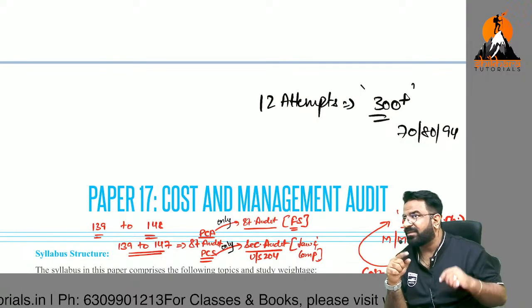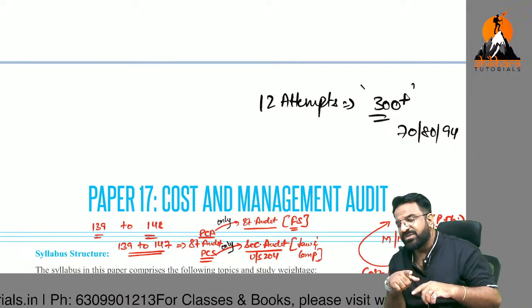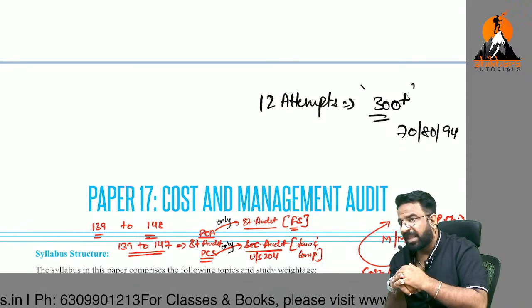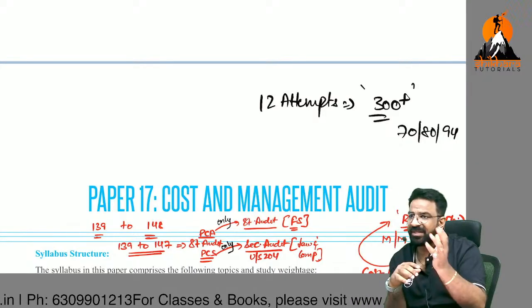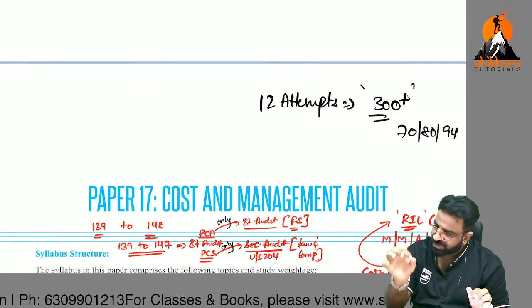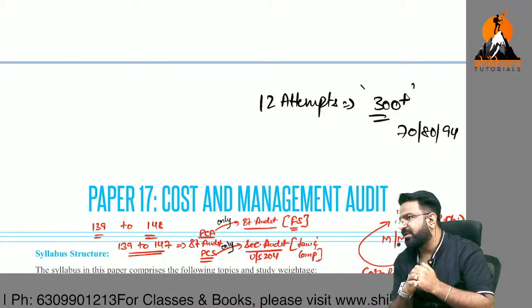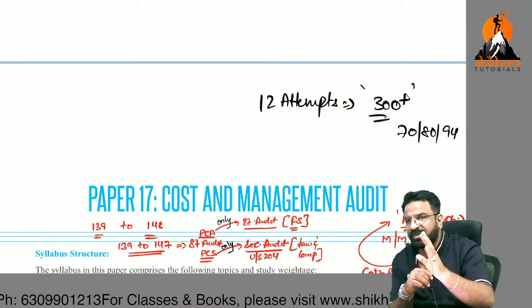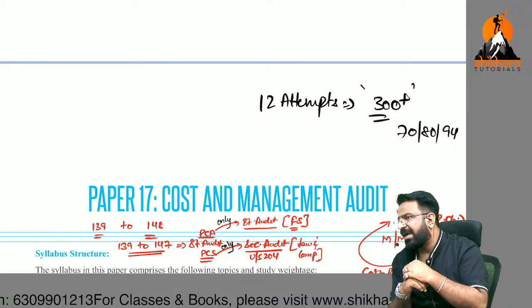This is the only subject in your Group 4 which will help you in setting off marks in other subjects, as well as in the other group. In the other subjects where you are weak, costing will make you stronger. Minimum 65, 70, definitely you can score. It's that easy, sir. I'll make it that easy for you.